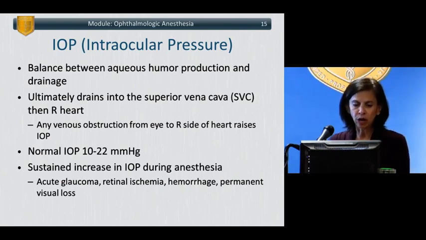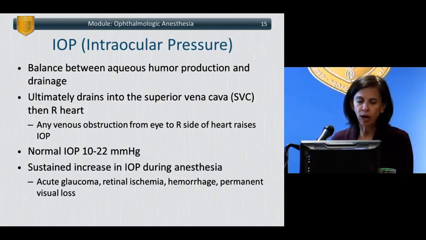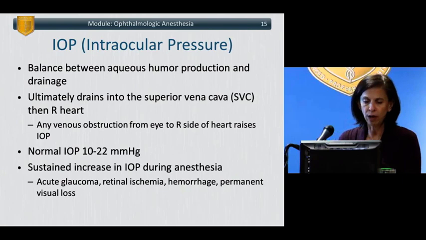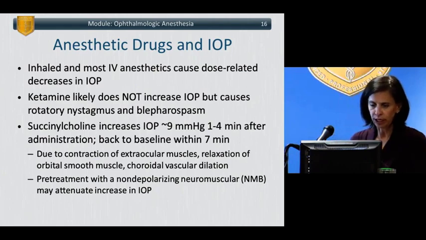So normal intraocular pressure is typically 10 to 22 millimeters of mercury, and one can see sustained increases during anesthesia. Those can occur from a variety of reasons. If you do have sustained increase in intraocular pressure, that can result in acute glaucoma, retinal ischemia, hemorrhage, or permanent visual loss. So it's something that we want to avoid.